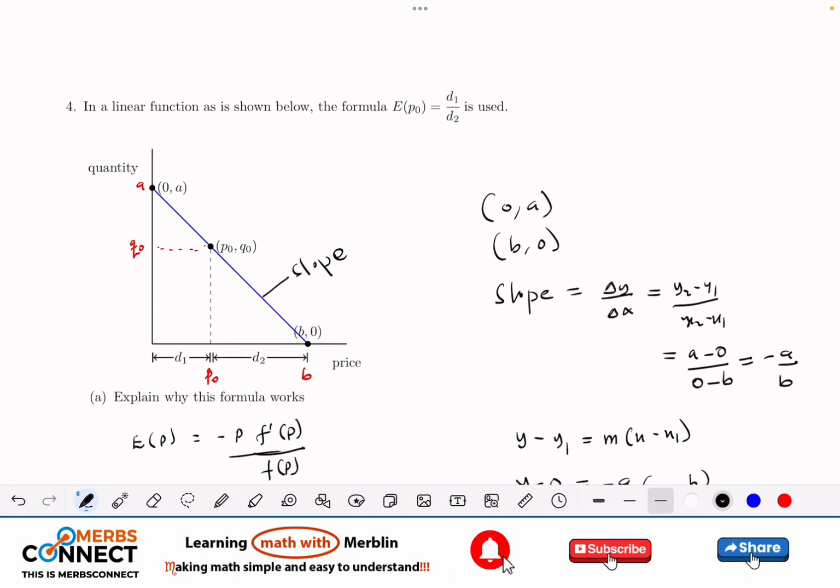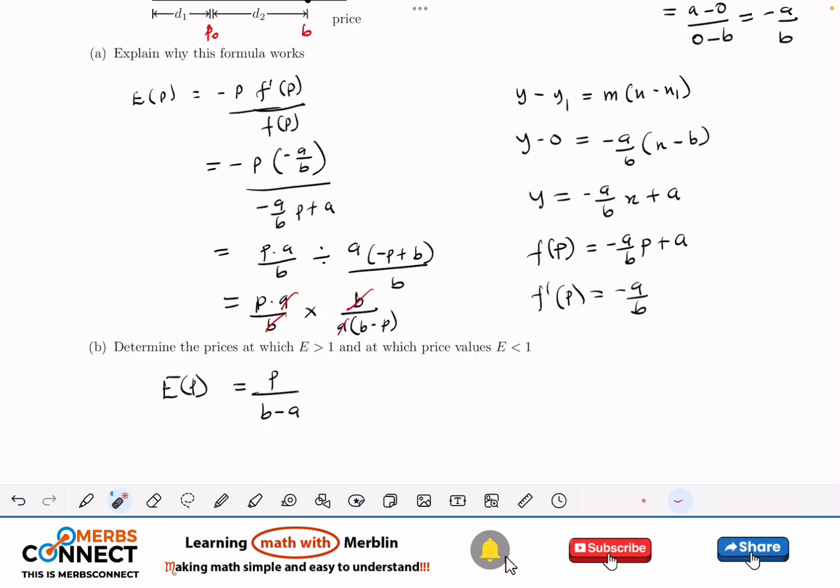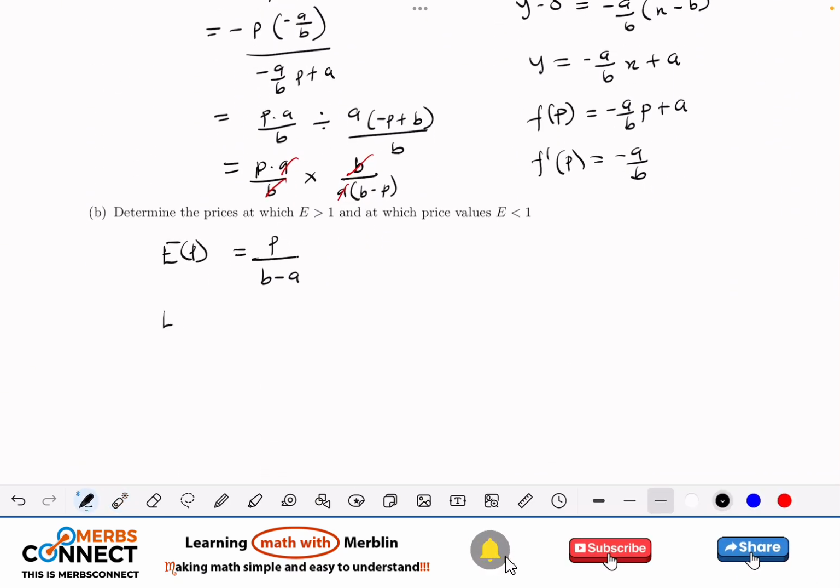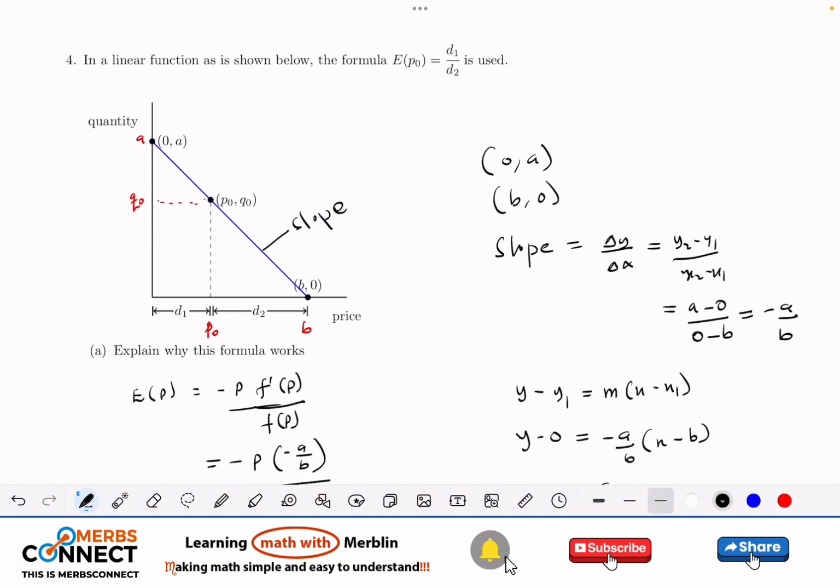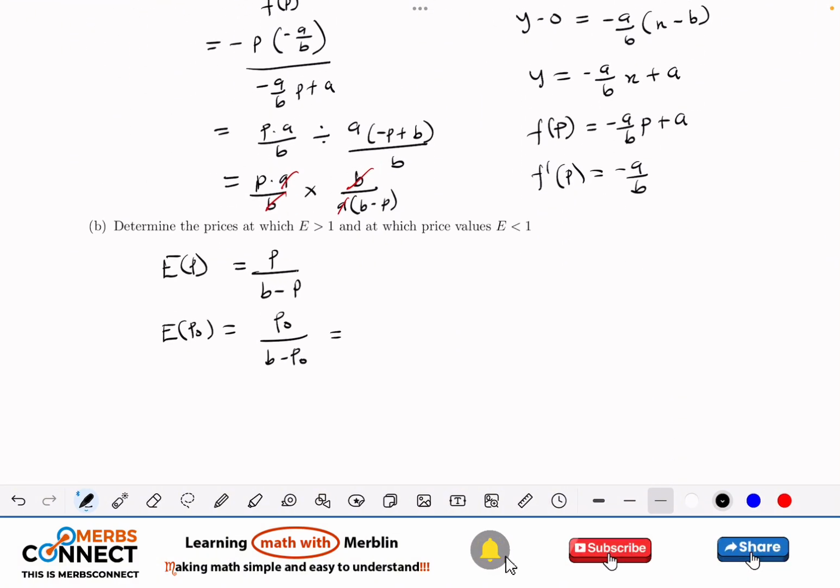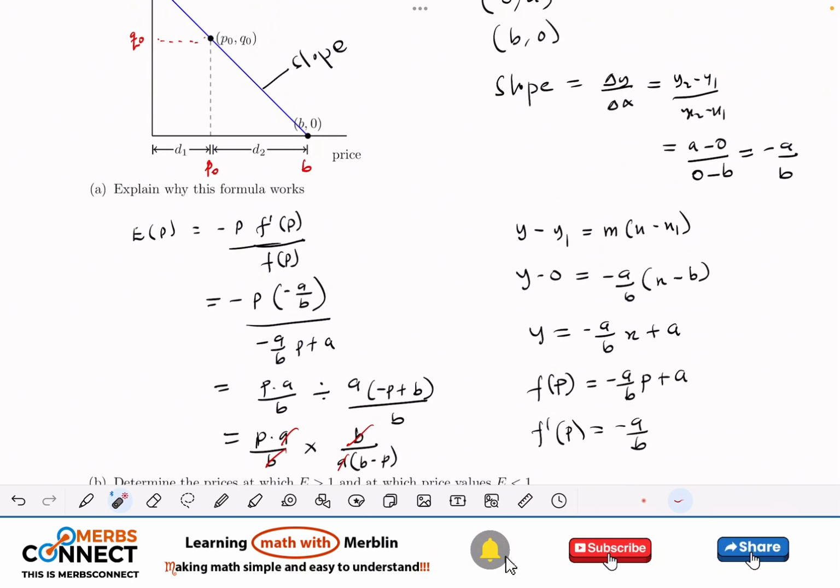We want to see that this is equal to this. So we can see that this is in terms of p naught. So now let's plug in p naught. When I plug in p naught, I'm going to have p naught divided by, I think this one's supposed to be p, yeah, because there is p here. p naught divided by b minus p naught. Now what is p naught? p naught is like this distance, right? Because from this to this is p naught. So this is like D1.